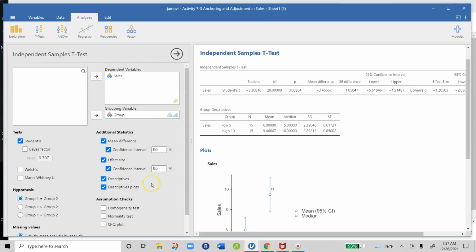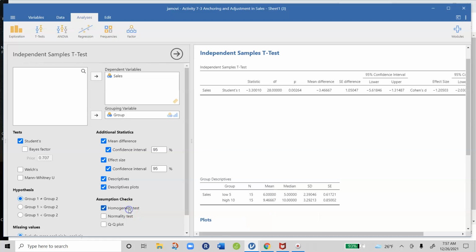Now, before we look at our output and interpret it, we need to decide which statistic is appropriate. And that is, have the assumptions of the independent measures t-test been met? A really important assumption here is homogeneity of variance. That is, are the two standard deviations for our two groups estimating the same population parameter? So I click there on homogeneity test under assumption checks, and that shows me the homogeneity of variance test, Levene's test. What that test is doing is comparing these two standard deviations.